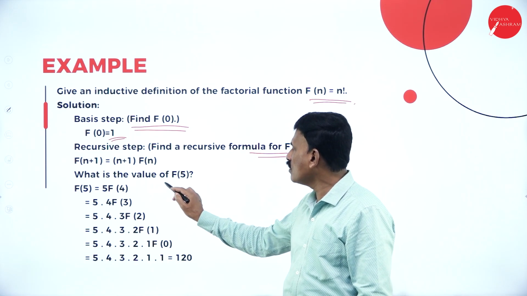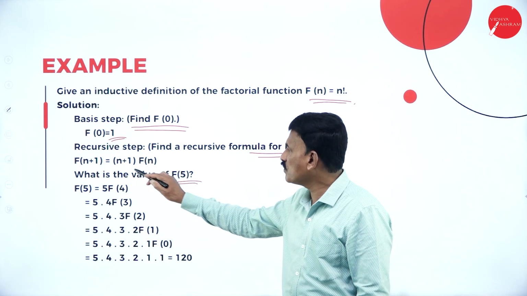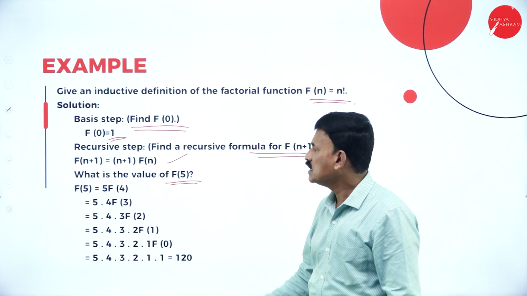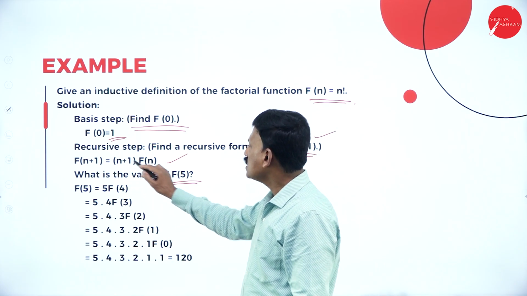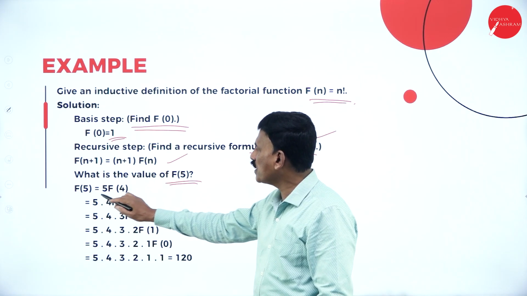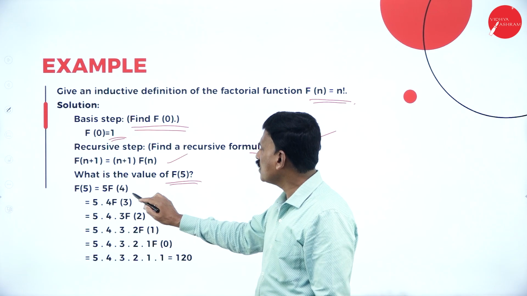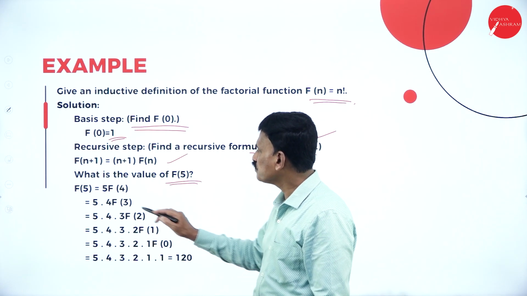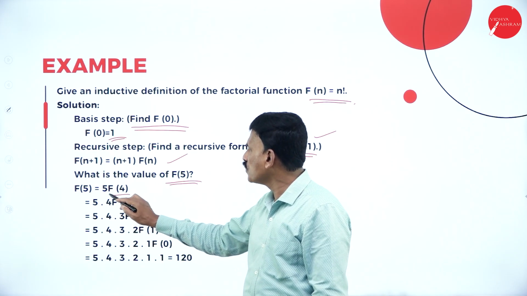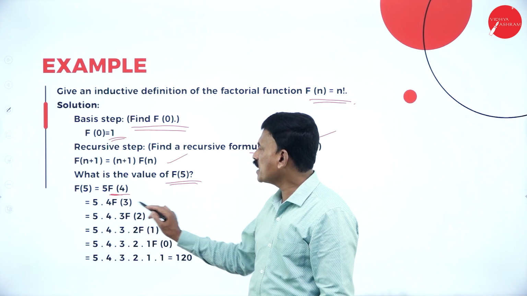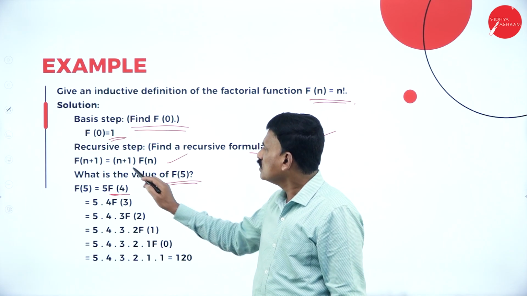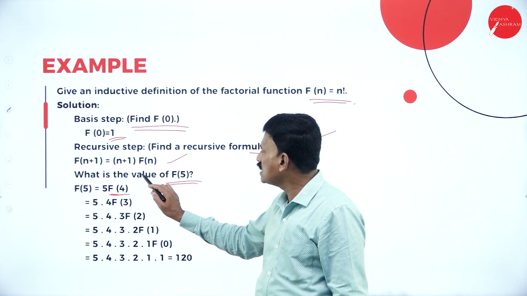Then what is the value of f of 5? Once f of n plus 1 is defined as n plus 1 into f of n, then what is the value of f of 5? See, f of 5 is equal to 5 into f of 4. f of 4 can be written as 4 times f of 3, because what is the formula? f of n plus 1 is n plus 1 into f of n. So 4 plus 1 is 5, n is equal to 4 here.